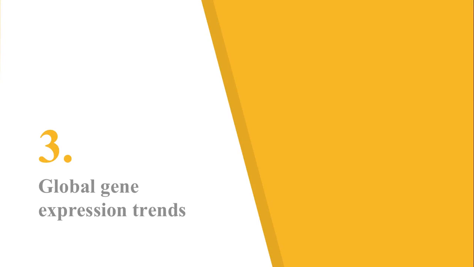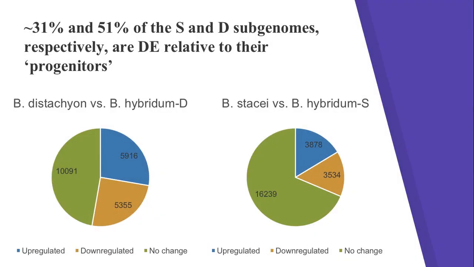So, as I mentioned, we did this RNA-seq experiment in these different genotypes, and I'm not going to go into my methodology, I'll just jump straight to the results. So the first question I had was, how many genes are differentially expressed in this polyploid relative to its progenitors? And the answer is about a third to a half, maybe, depending on which subgenome you're interested in.